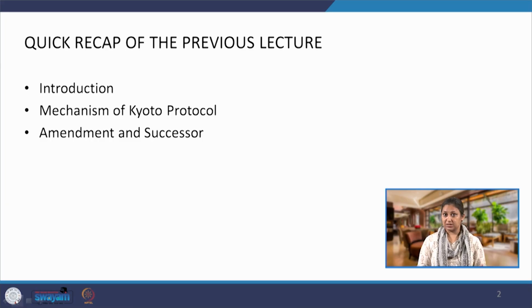the Paris Agreement. So, if I give you a quick recap of what we did in the previous lecture, starting from UNFCCC in this particular week, we understood why UNFCCC was created, how it was created, what its main objectives and aims were, and then leading to the Kyoto Protocol, introduction of it, the mechanisms and the amendments and successors, and we clearly mentioned that the successor to Kyoto Protocol was Paris Agreement.